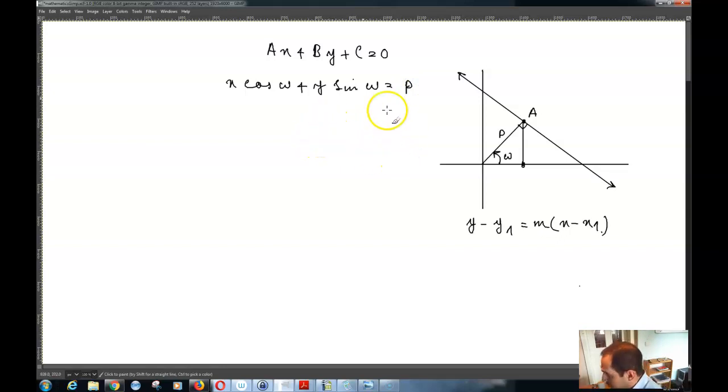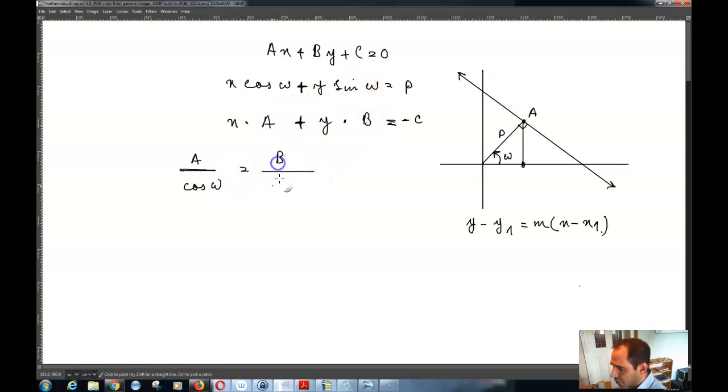And then we said that using some calculation we also showed that, if you write this equation, since both of these equations represent the same line, you can write x times a plus y times b is equal to negative c. Since these two represent the same equation, the ratios of the coefficients of x and y and the constants are equal, meaning that a over cos omega is the same thing as b over sine omega, which is the same thing as negative c over p.